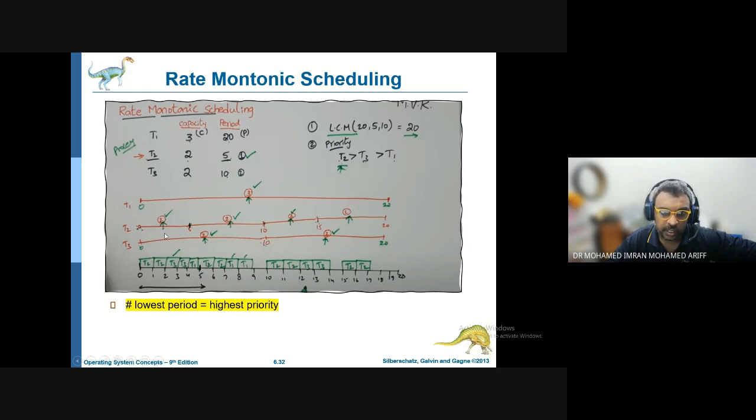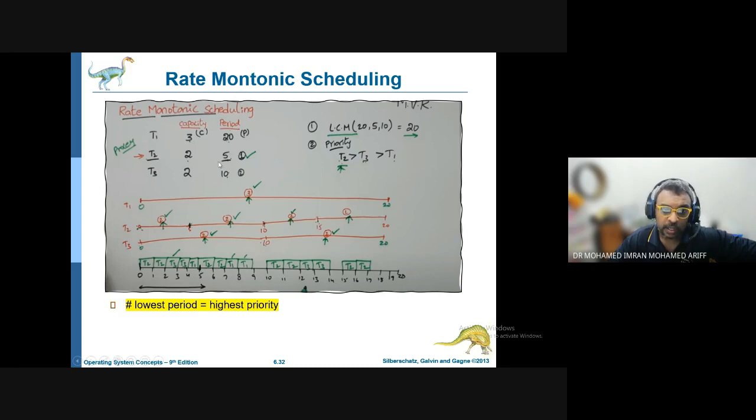Okay. So this is what we say as rate monotonic scheduling. So dalam rate monotonic scheduling, 3 things will happen. First, we must determine the period. Okay, this period determines the priority. The lower the period, the higher the priority. So 5, 10 and 20. So T2 runs first and then T3 and then T1. LCM, lowest common multiple, ataupun gandaan yang terkecil is 20 sebab maksimum 20 kat sini.